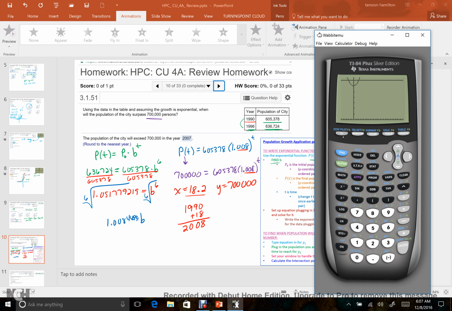I don't know, guys. I don't know what is wrong with this. I don't know if I'm typing it wrong or what. I don't know why they got 2007 and I got 2008. It's gotta be the rounding, but I'm trying to figure out how to tell it to round.